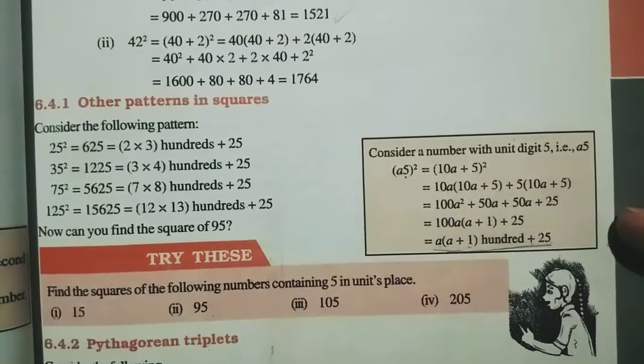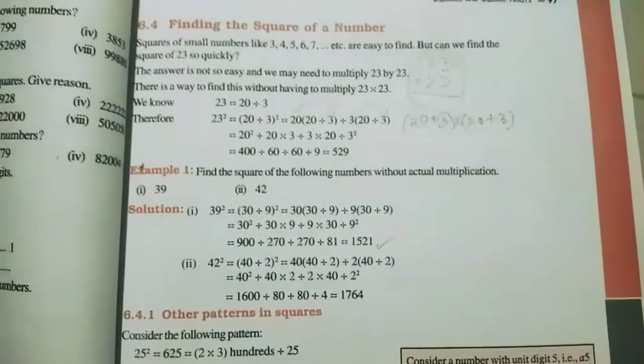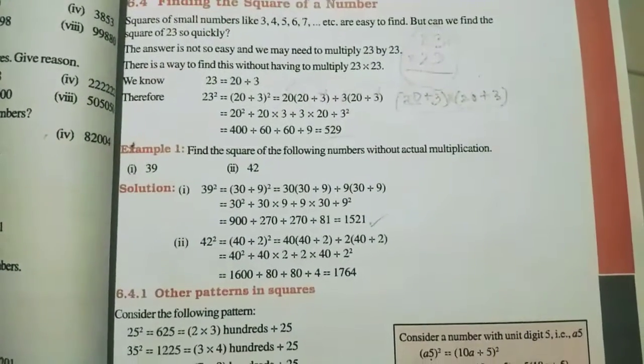Understood? So this is your homework. That's all for today. I think you have understood how to find the square of any number without actual multiplication. Okay, thank you.